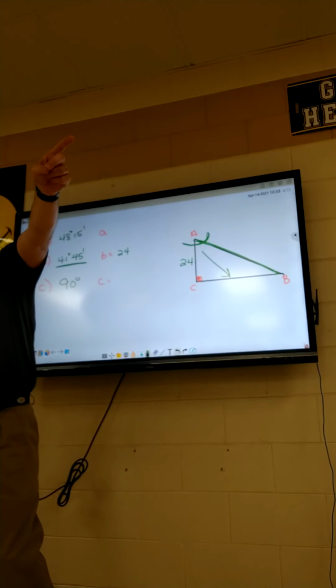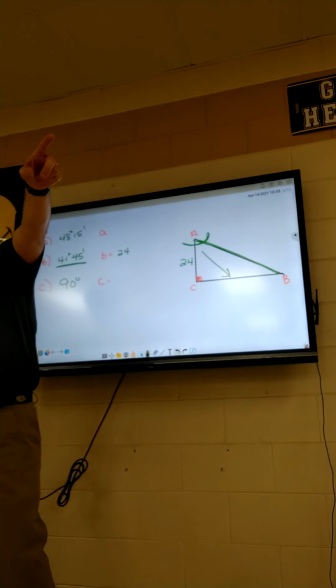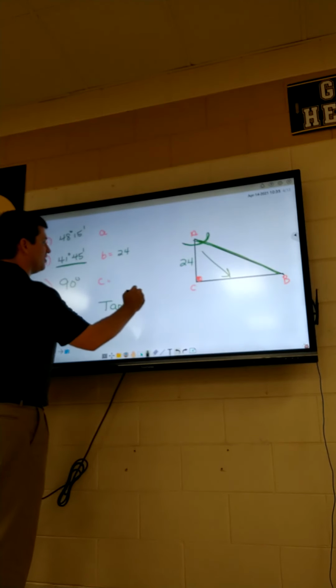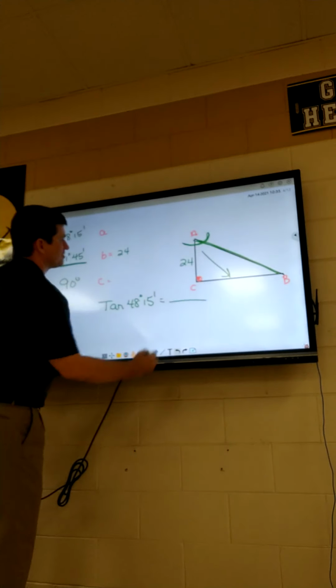I used cosine last time. I'm going to use tangent this time. It's got adjacent in it. Let's use tangent. Tangent of 48 degrees, 15 minutes equals, write it down.